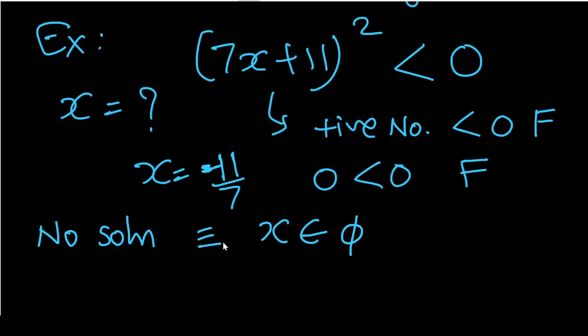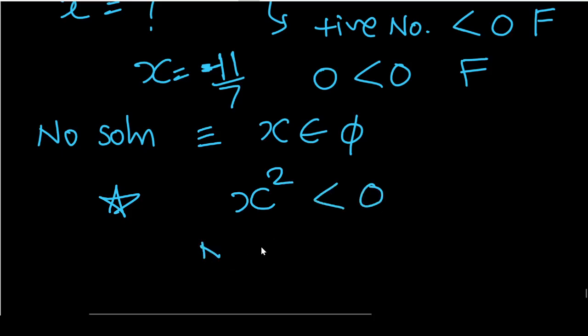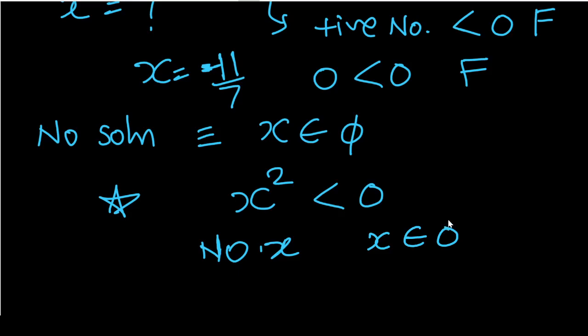So we can generalize it by a basic identity: x square less than 0, no x satisfies this, guys. No x satisfies this, or x belongs to the null set, which is phi.